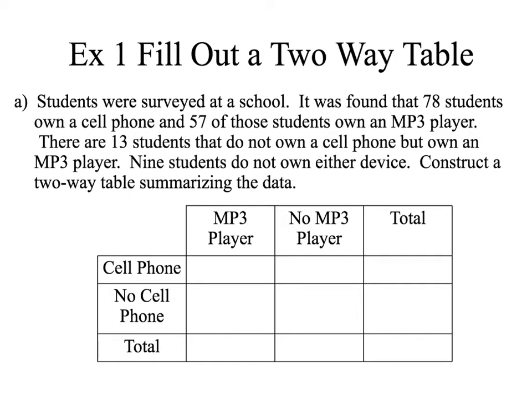So here we're going to fill out a two-way table. Students were surveyed at school. It was found that 78 students own a cell phone. So that's a total of 78 students that own a cell phone. We know nothing about their MP3 or no MP3, but we do know that the total number of students with a cell phone was 78. And of those 78, it says that 57 of those have the MP3 player.